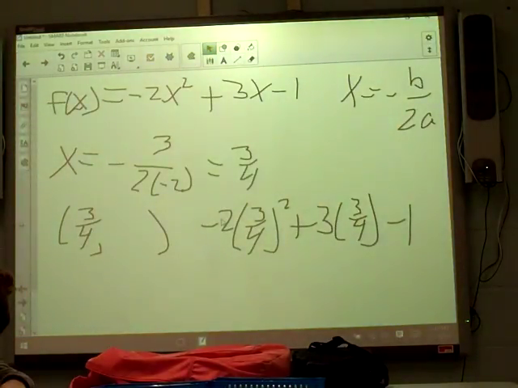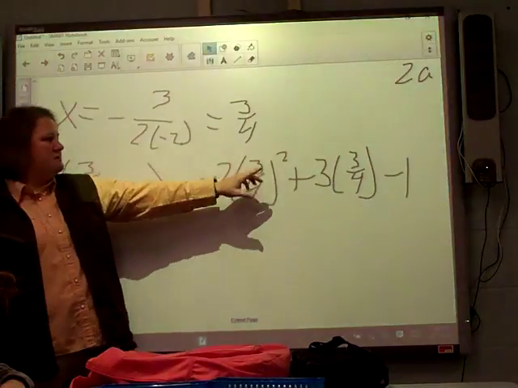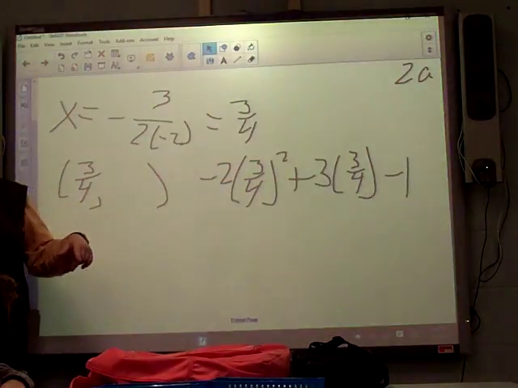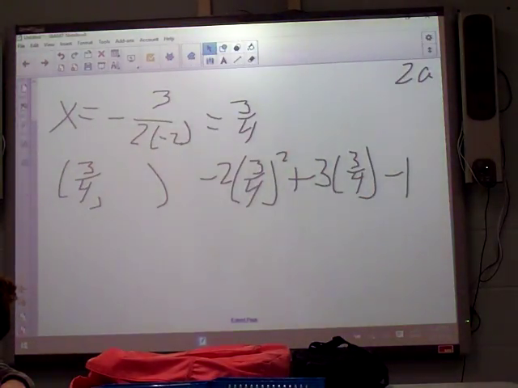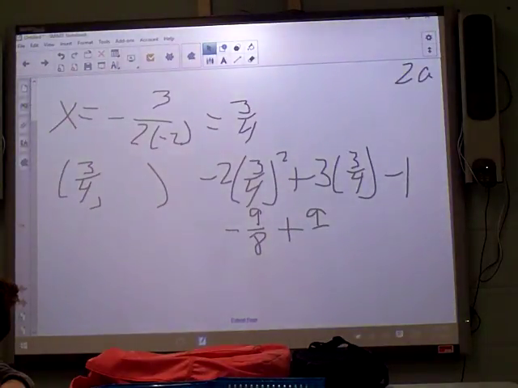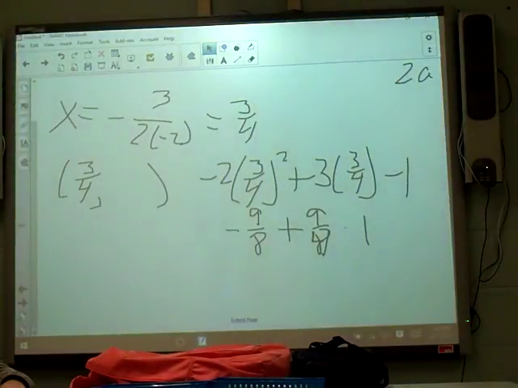All right, let's check out our fraction work. That's 3/4 squared. Remember when you square a fraction, you got to square numerator and denominator. So this would be 9/16. Then you got to multiply by negative 2. Negative 2 times 9/16 would be negative 18/16, which is negative 9/8. Okay. 3 times 3/4 is 9/4. Should be a 4 down there. And then I got a minus 1.